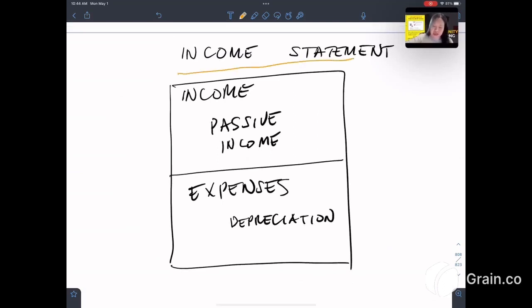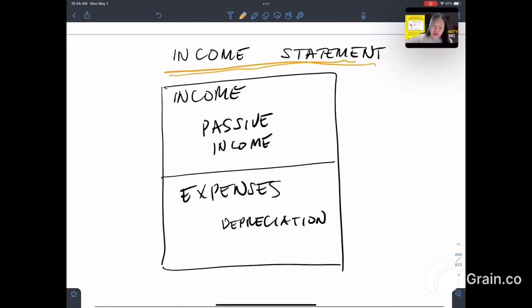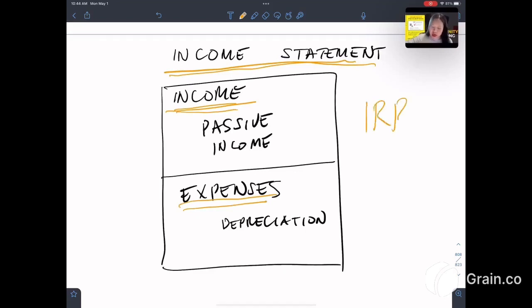So we have an income statement. And anytime we have an income statement, we have to do a balance sheet. They all need to add up. With the income statement, we have the income column and we have the expenses column. Under the income column, on the topic of IRR, or internal rate of return, the income column has the passive income. Now, under the expense column, we have the depreciation for the internal rate of return.